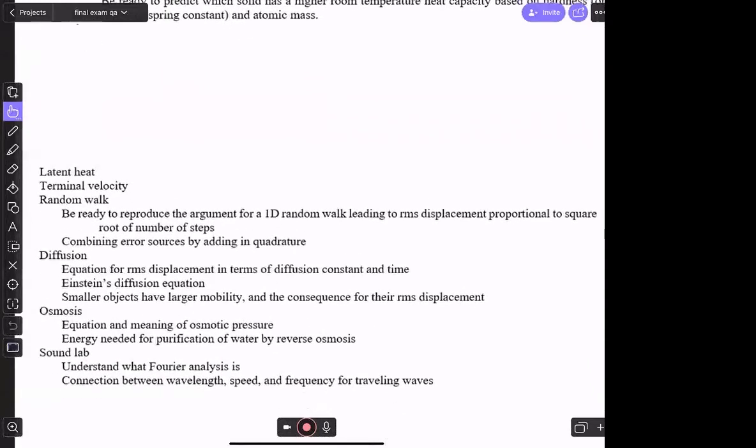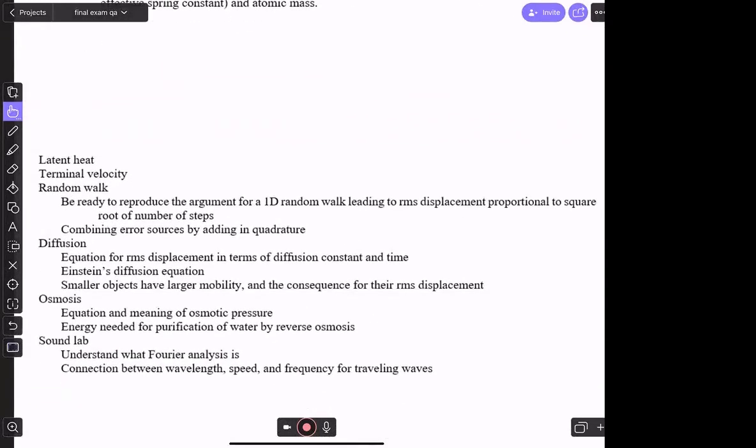Okay, latent heat. We didn't talk about that much, but it's also not a very complicated idea. So might have a question about that. Terminal velocity. Again, latent heat is the extra heat you have to supply to a liquid to transform it into a gas. So we use that in our discussion of the comparison between reverse osmosis and distillation. Terminal velocity. Again, we didn't talk about it much, but it's also a fairly simple idea, so it might appear.